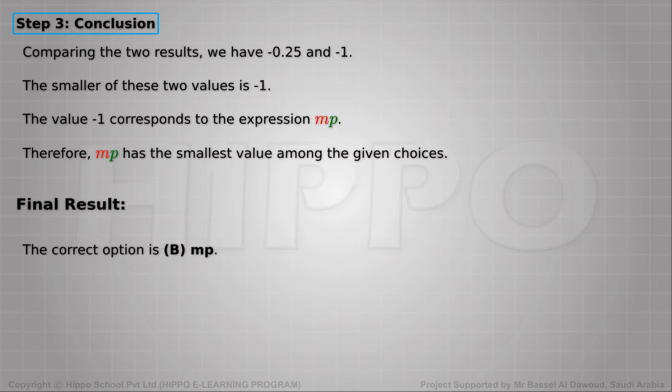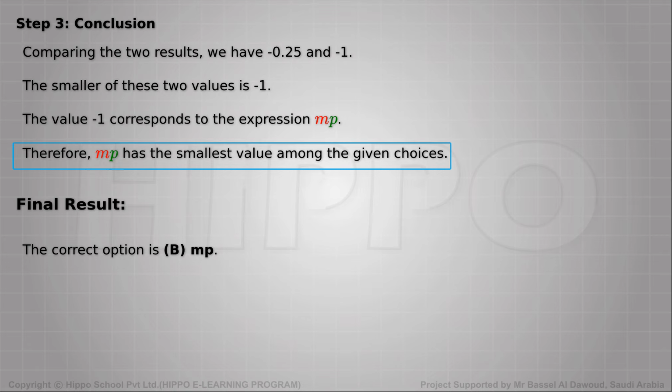This brings us to our conclusion in step 3. We are comparing -0.25 and -1. Remember, with negative numbers, the one with the larger absolute value is actually smaller. On a number line, -1 is further to the left than -0.25, so -1 is the smaller value. The value -1 came from our calculation for the expression mp. Therefore, we can conclude that mp has the smallest value.